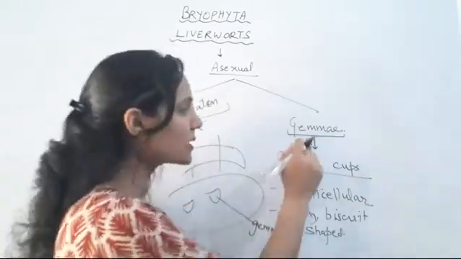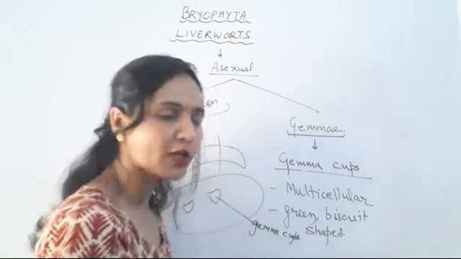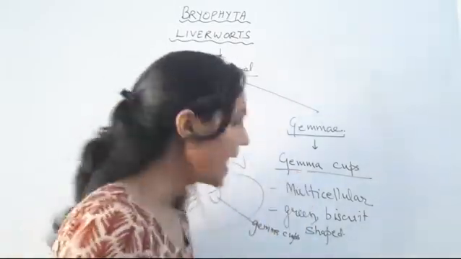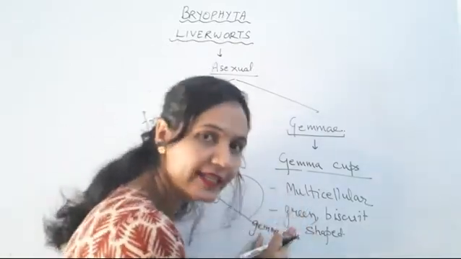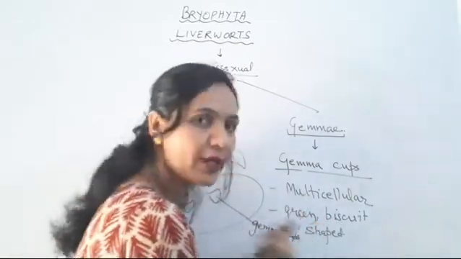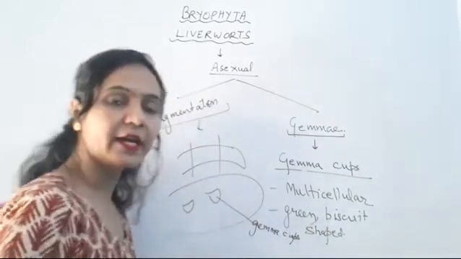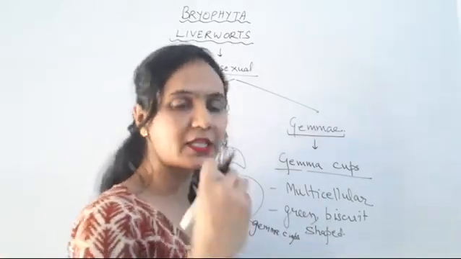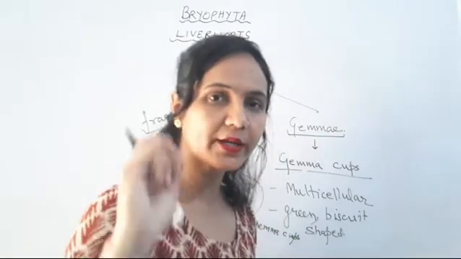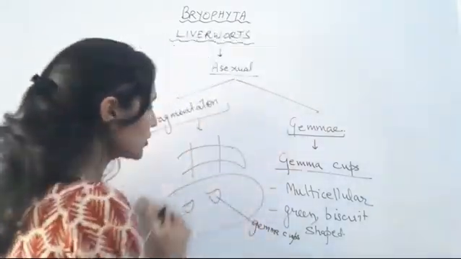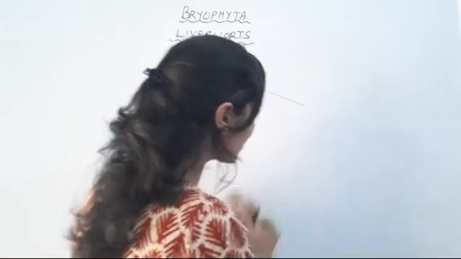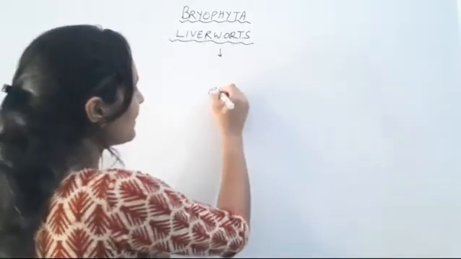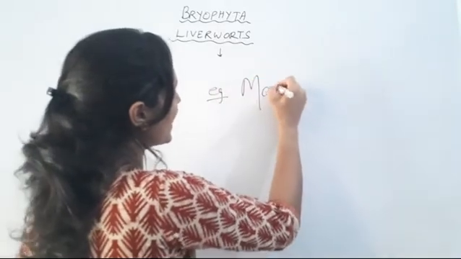So gemmae are the special structures which are produced by gemma cups, which are present on the thalloid, and they are multicellular, green in color, with a biscuit-shaped structure. These gemmae are dispersed by the water current and where they find a suitable place, they start growing and form the thalloid-like structure. Clear, beta? So that was about the reproduction of the liverworts. Clear? And the example for liverwort is Marchantia.